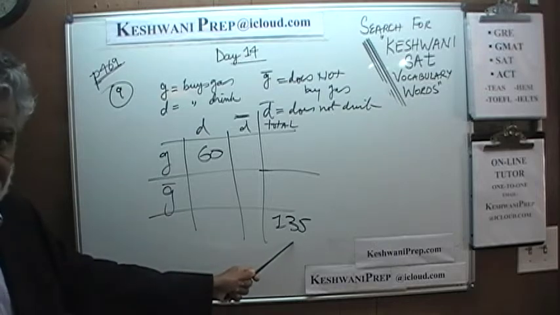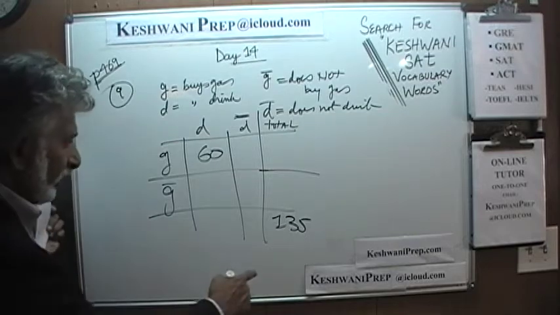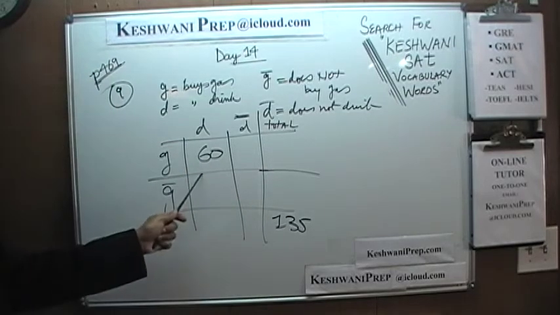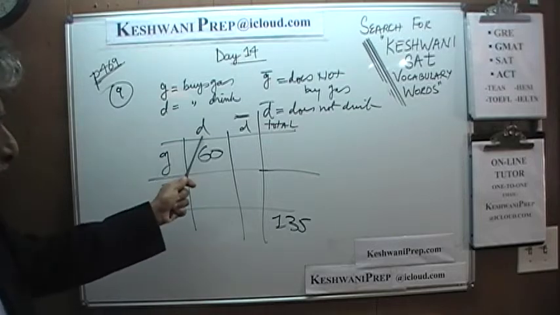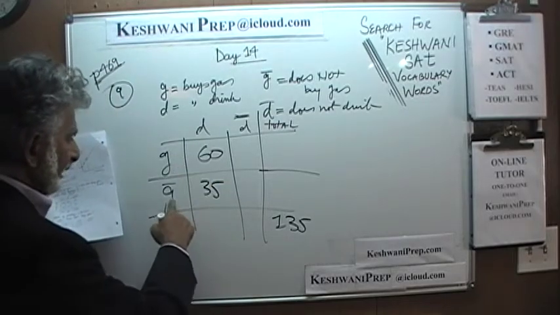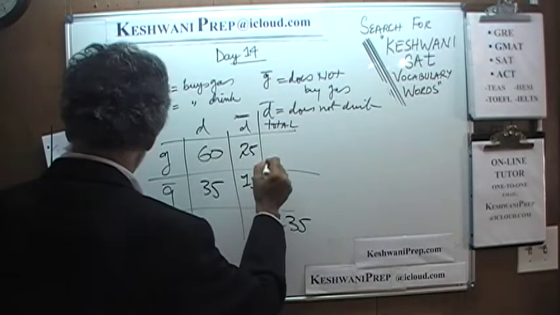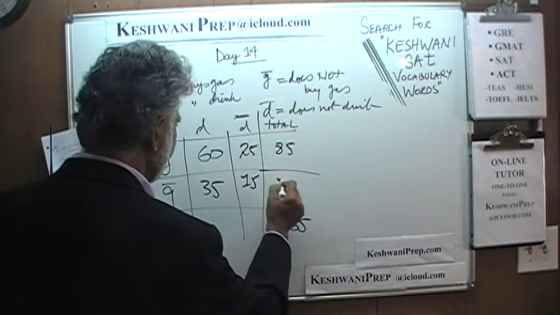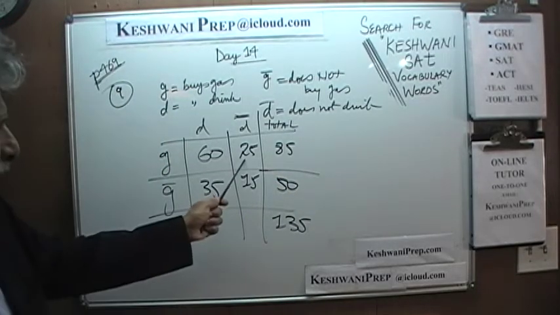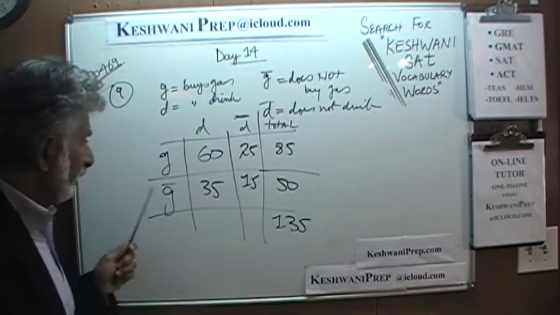Out of 135 people that we kept track of, those people who came into the store, there were 60 people who bought the gas and the drink. There were 35 people who bought the drink but not gas, and so forth. There's 25, there's 15, there's 85, and there is 52. So again, 25 represents the number of people out of those 135 customers who walked into the store during the day.